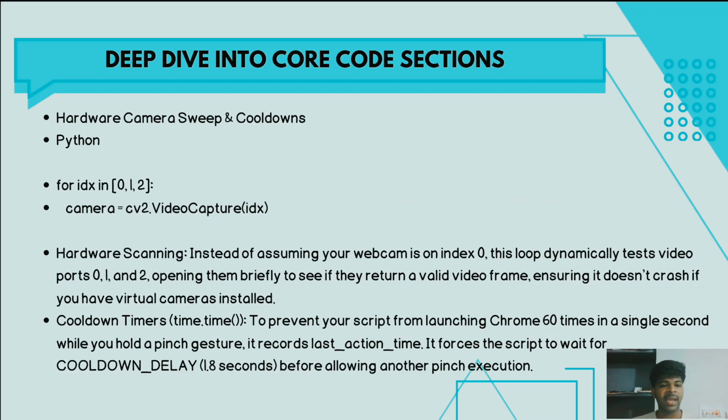Next is the hardware camera sweep and cooldowns. Actually, the camera is the main part of this. When you open your hands like this, the program should detect what we are actually going to tell the VA. So these are the main steps involved: the hardware scanning and cooldown timers, so that the code also takes a cooldown time so that it does not continuously work for a single thing.